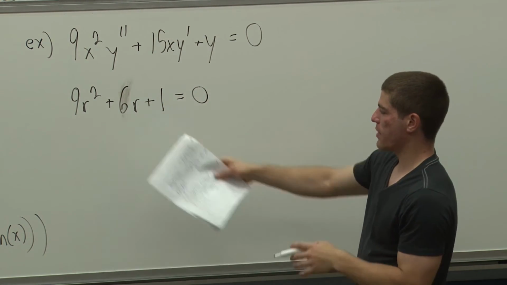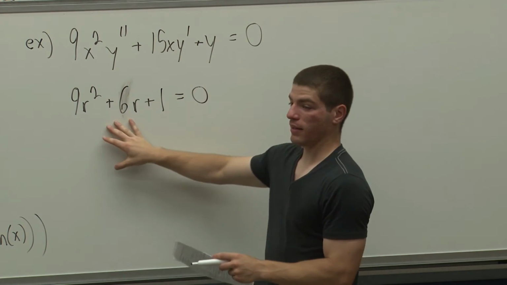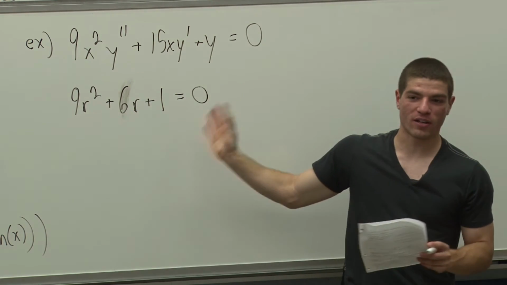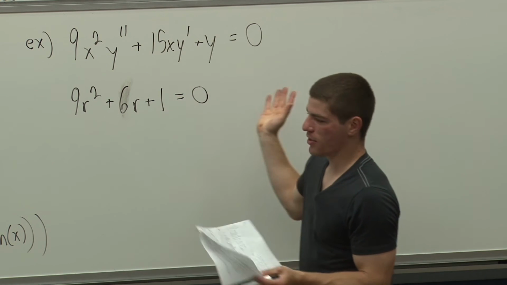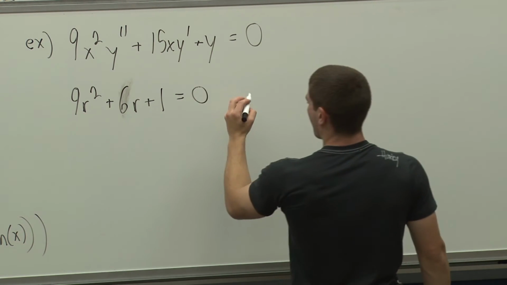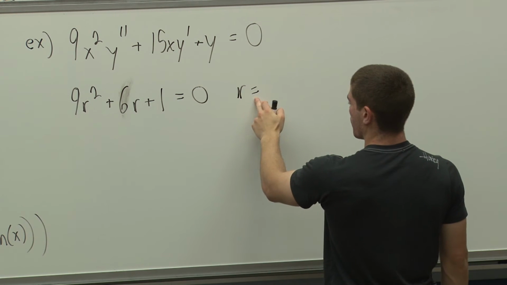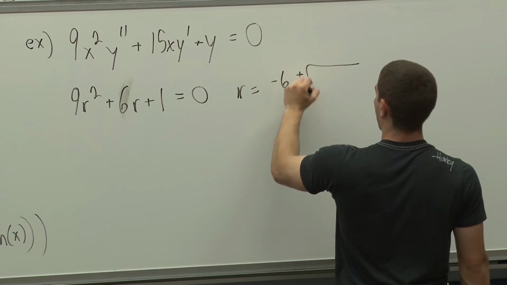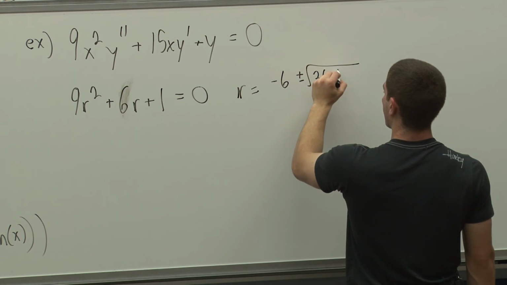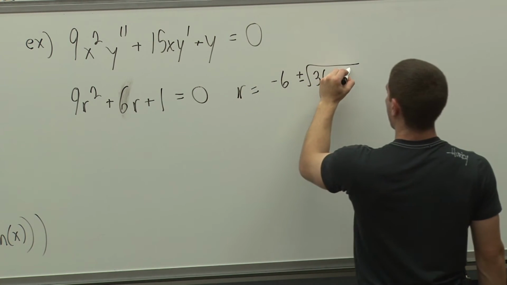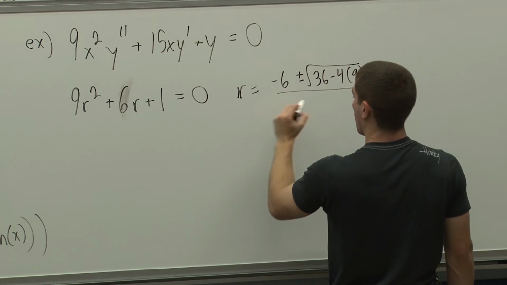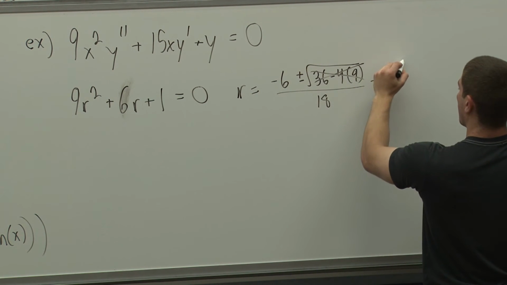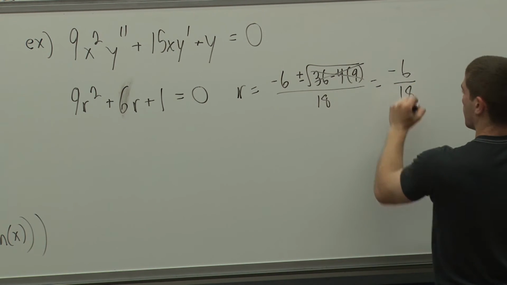So now we need to find r. Can we factor this directly? No. I'm just going to go right to the quadratic formula. r is going to equal negative b, negative 6, plus or minus the square root of b squared, which is 36, minus 4ac, which is 4 times 9, over 2a, which is 18. Look, 36 minus 36 is 0. So there's going to be negative 6 over 18.